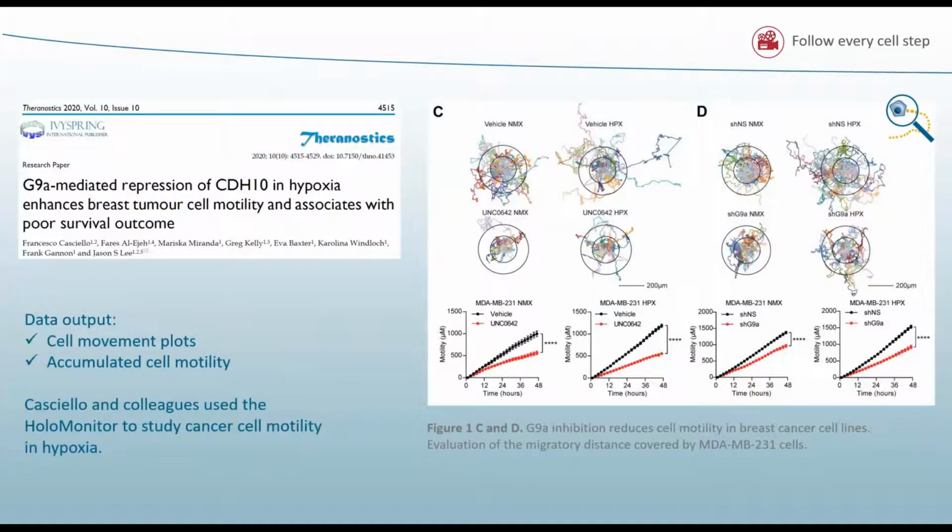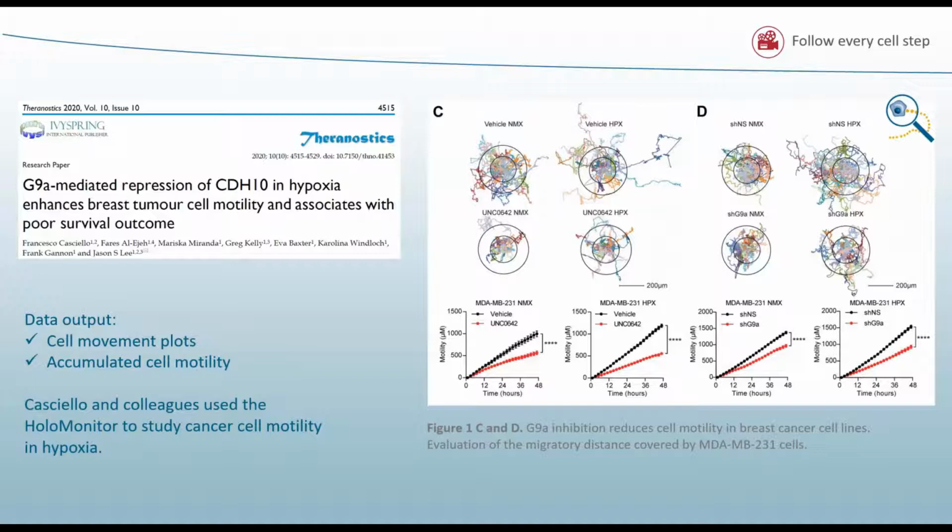We have users that have used this, and I'm going to show you a couple of examples. I'm not quite sure about the pronunciation, but I'll try. Casciello and colleagues, they have been looking at tumor cells. Sorry, not in vivo.